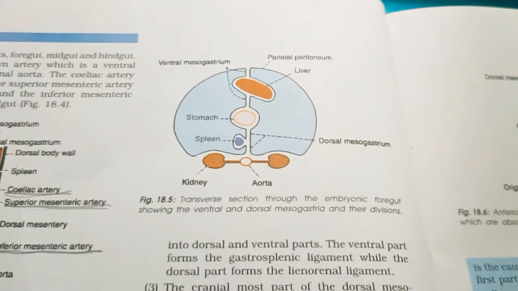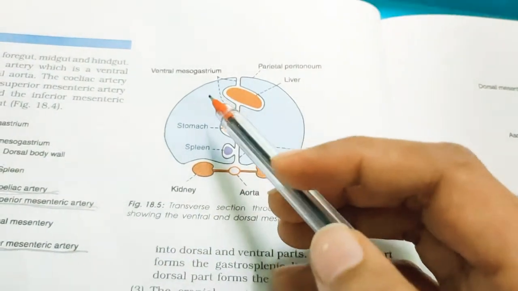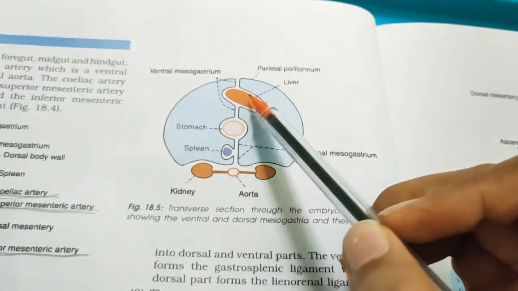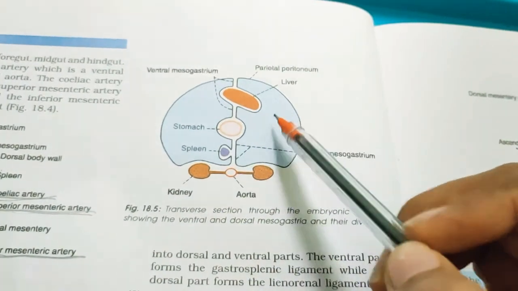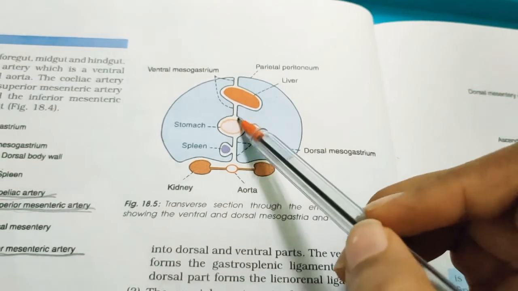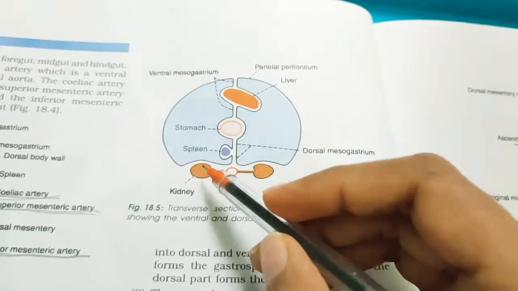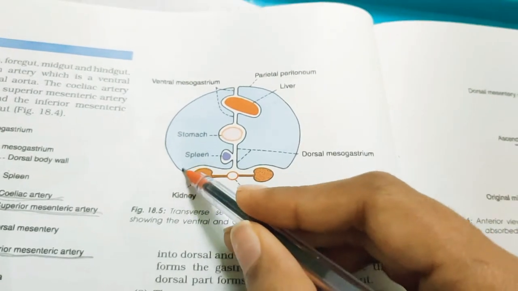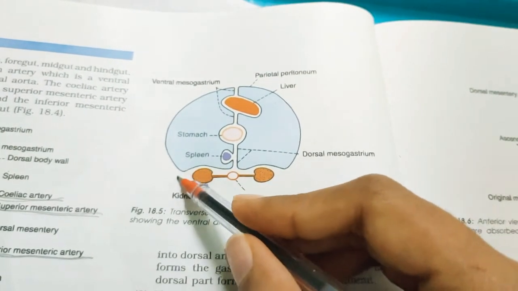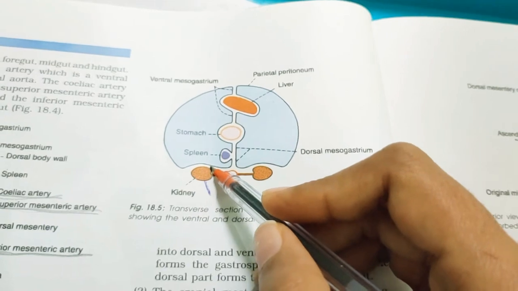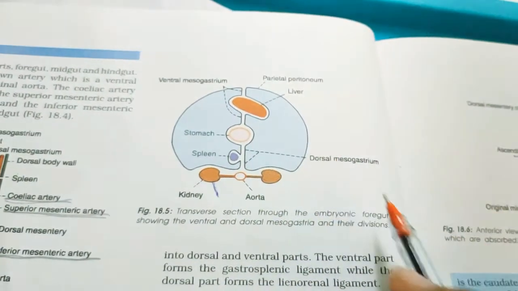So let us also see this diagram and complete this video. You can see here, this is the ventral mesogastrium, this is above the liver, and at the back of the liver you have the dorsal mesogastrium, and you can see here the stomach in the middle and the spleen, okay. The kidney is retroperitoneal because it is covered by peritoneum only on one side, especially on the posterior side, right? So by this we have completed this.